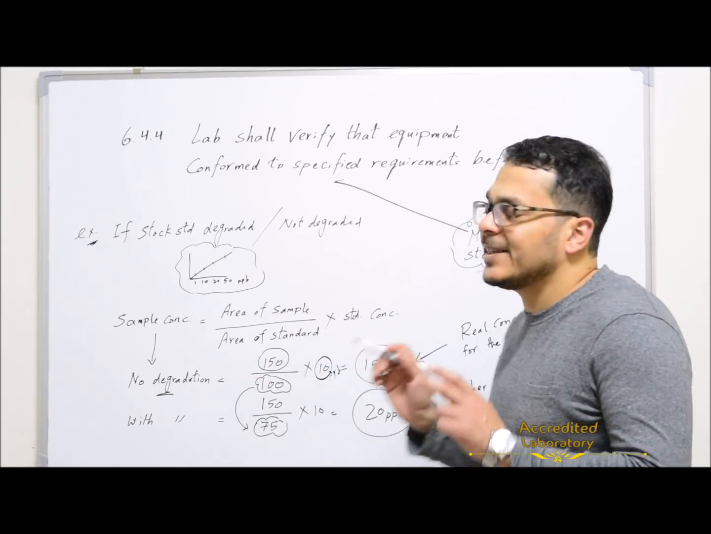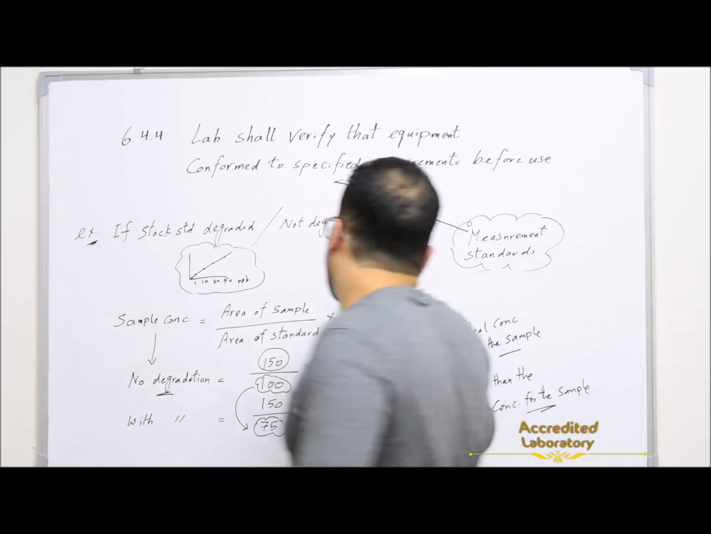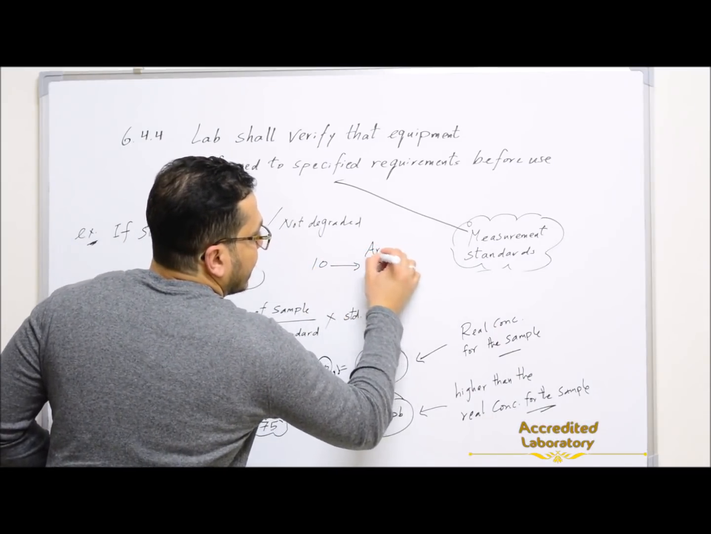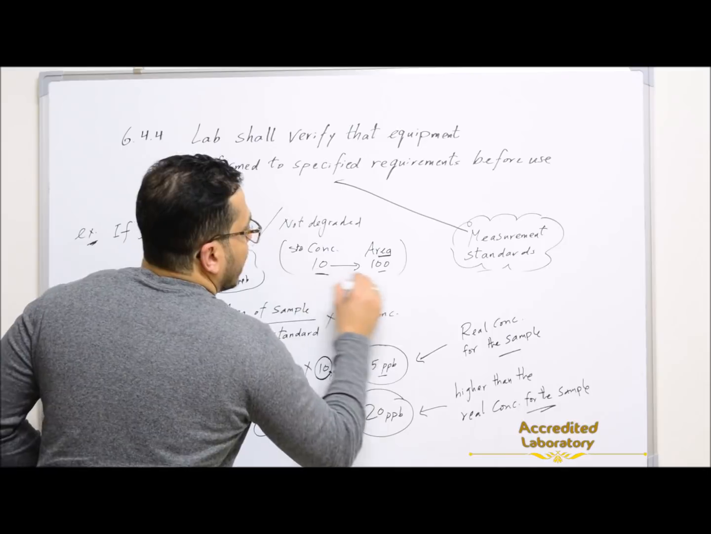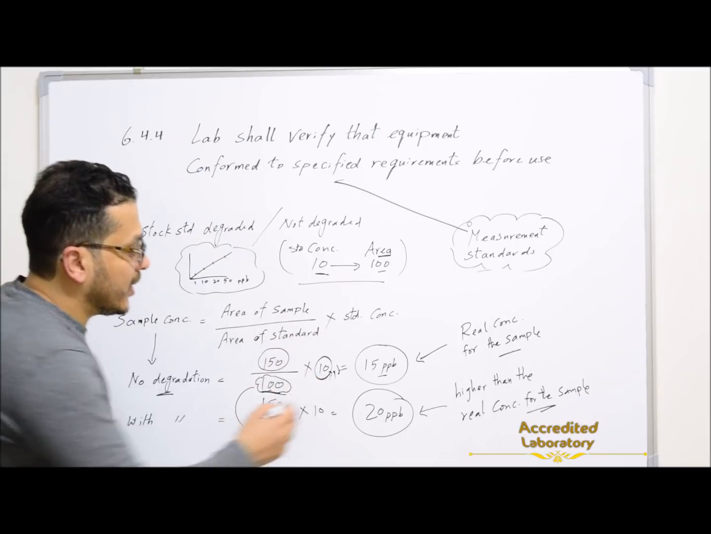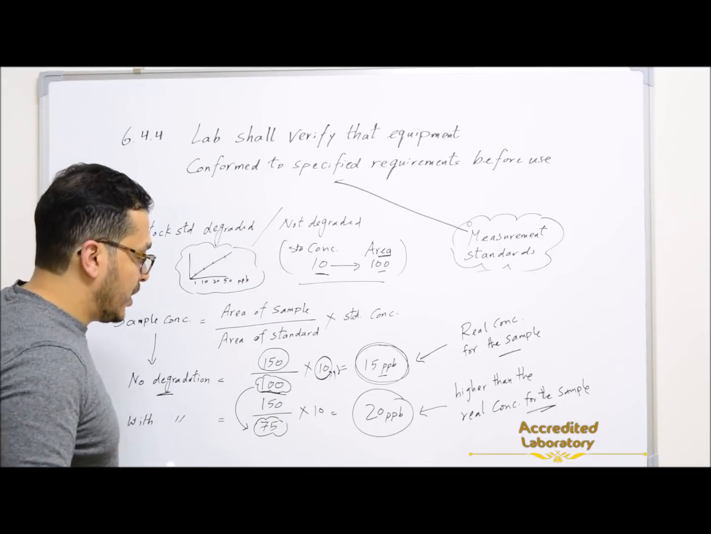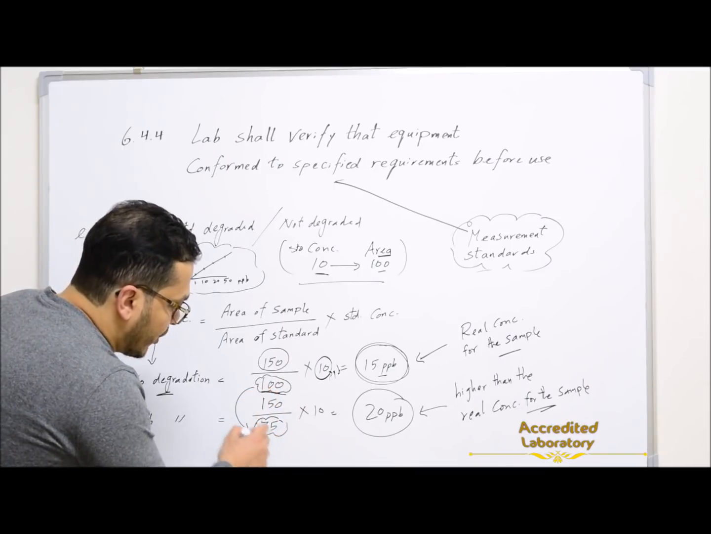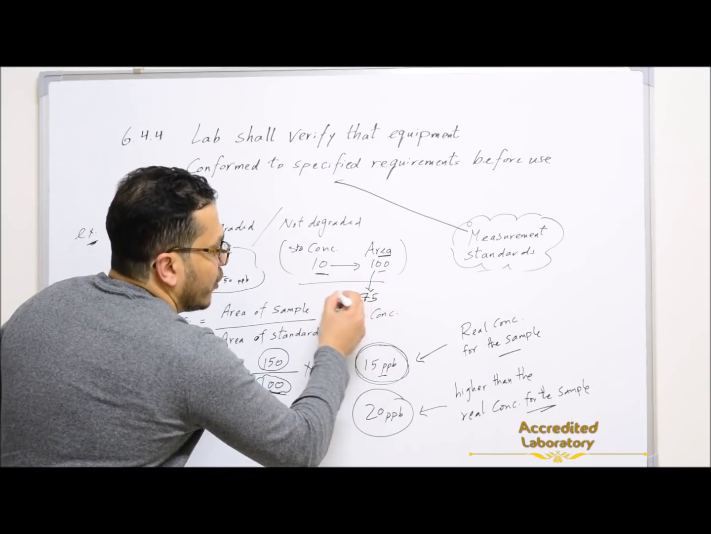Here there is no degradation for the standard. For the 10 ppb standard, you will get 100 as the area under the peak. This is the concentration for the standard, and under the peak you will find area 100. So there is no degradation, and you get the sample concentration 15 ppb. This is the real concentration for the sample. If degradation happens for this standard, the area under the peak will decrease, as an example, to 75 for 10 ppb.